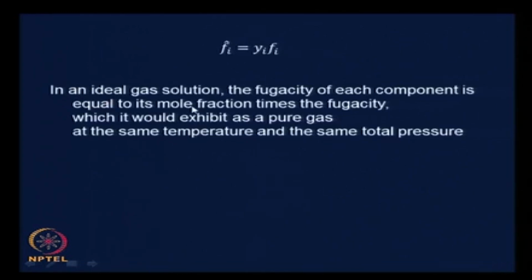To repeat, in an ideal gas solution, the fugacity of each component Fi hat is equal to its mole fraction times the fugacity which it would exhibit as a pure gas at the same temperature and the same total pressure. What has this given us? It has given us a way of estimating Fi hat if Fi is known, and this is called the Lewis and Randall rule, which essentially says that Fi hat equals yi times Fi.